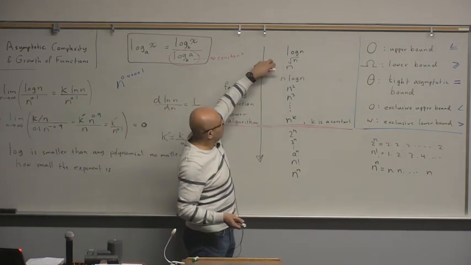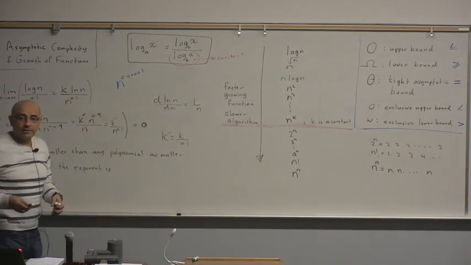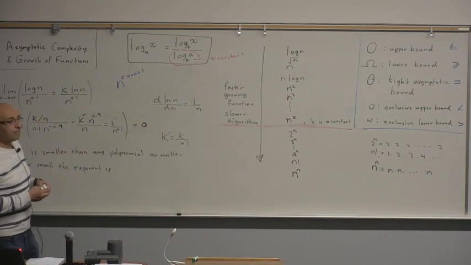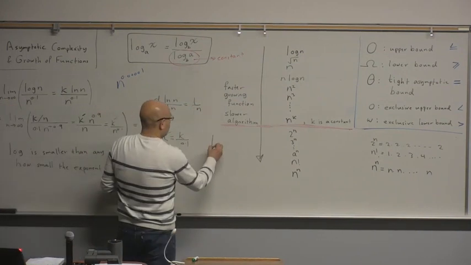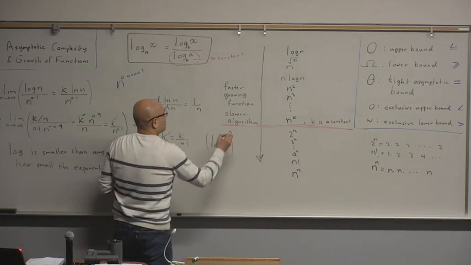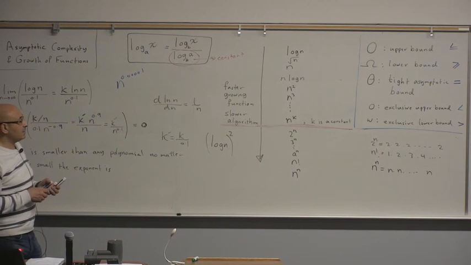Okay, so log n is smaller than square root of n. Now, what about log n squared? So log n squared, where will this fit?